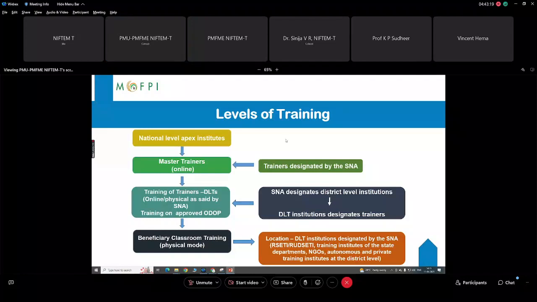And ultimately, beneficiaries will get the training from the district level trainers, DLTs. DLTs will give training to the various categories of beneficiaries, like new and existing enterprises who have already applied or those who wish to apply under this scheme.